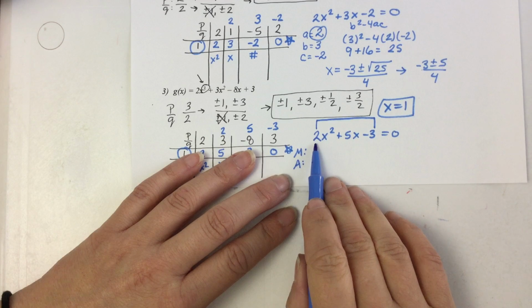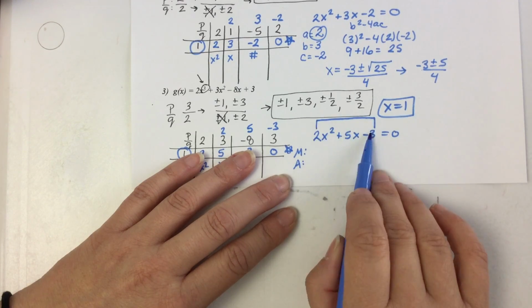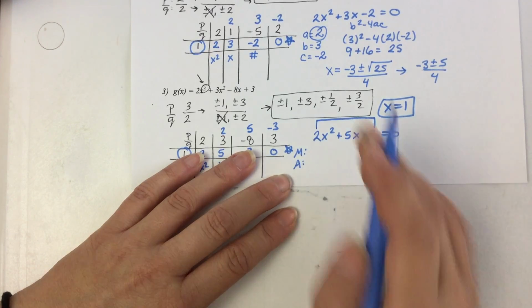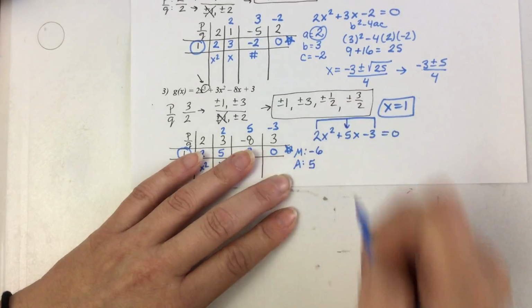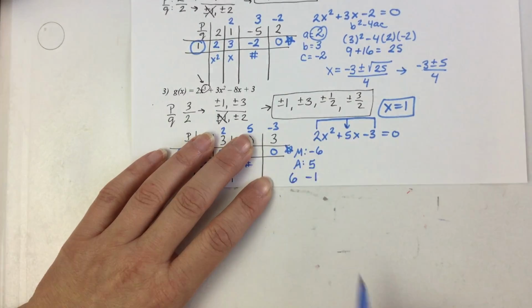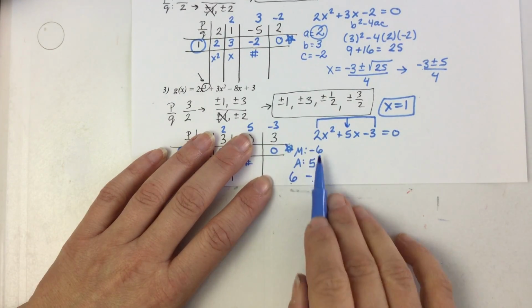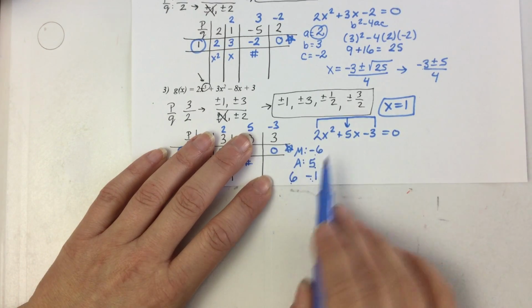Because I have a coefficient in front of x squared, I need to take the leading coefficient, in this case, times my constant. +2 times -3 is -6. The same 2 numbers need to add to the middle, which is a 5. Well, that would be +6 and -1. +6 times -1 is -6. +6 minus 1 is 5.